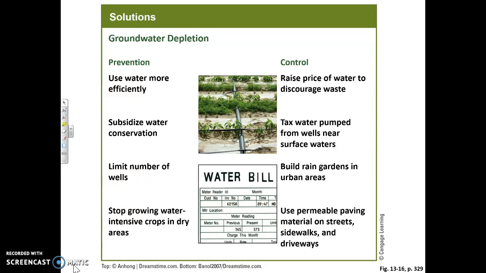So what do we do about it? Well, first of all, if you can use the water more efficiently, obviously you're not going to need to pump as much water out of the ground. Subsidizing water conservation simply says that we are still going to be subsidizing our farming, but yet in return we'll be asking the agricultural industry to use more conservation practices. You can also limit the number of wells. Simply saying if you don't have as many wells, you can't pump more water out of the ground.